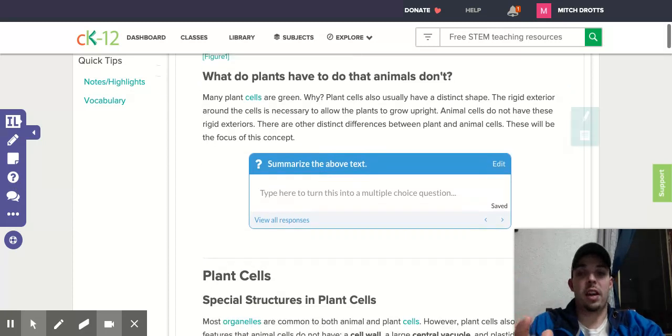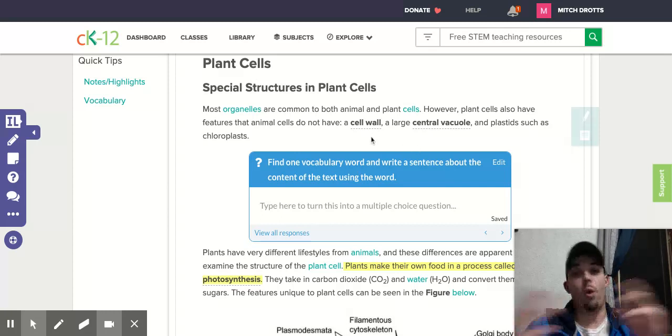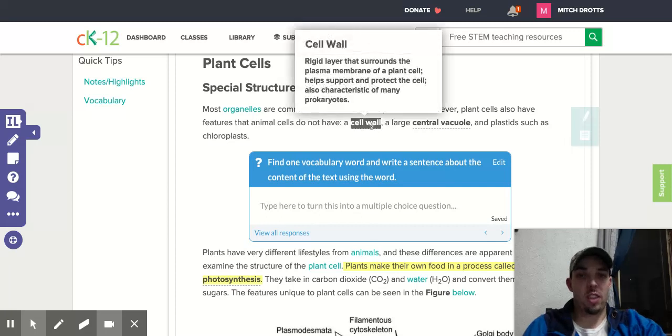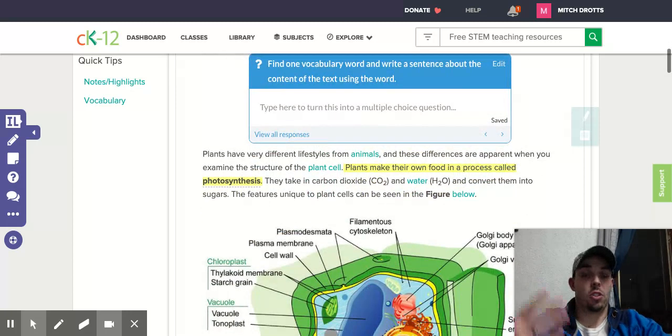So what I did was I'm going to have my students summarize the above text. Take this paragraph, break it down, get the main points out of it, summarize it for me. The next one, on plant cells, special structures in plant cells, says find one vocabulary word and write a sentence about the content of the text using the word. Vocab in science is huge. So cell wall is right there, central vacuole is right there, plastids are right there. They can also use chloroplasts. Those are words that we are using in class. And I could go back and modify this and find more than one, or add another question inside of that. So it's very, very simple.